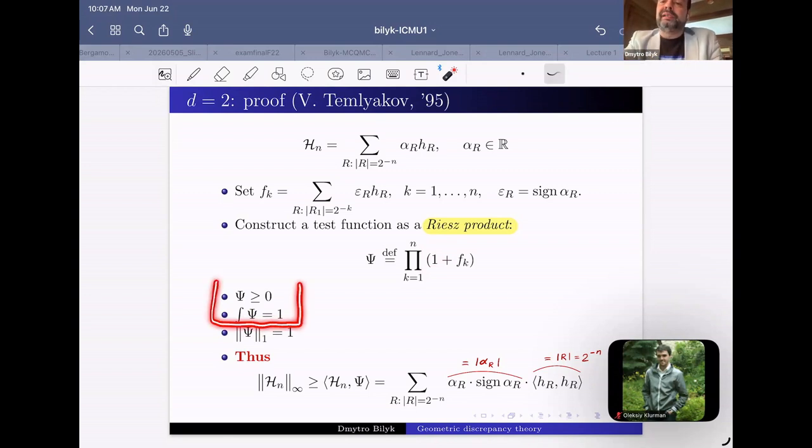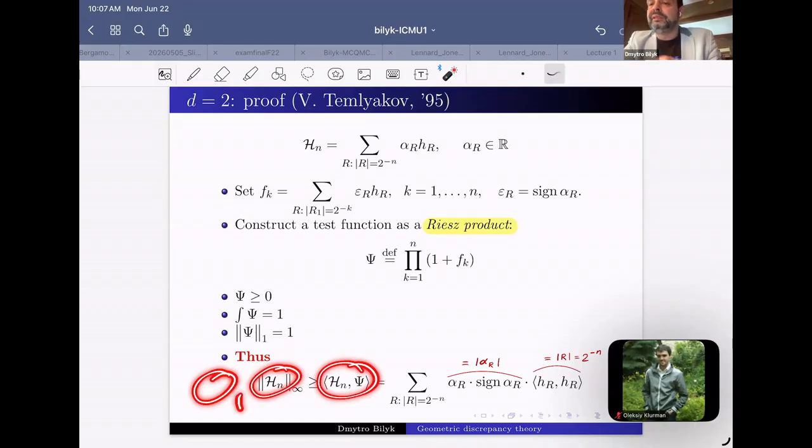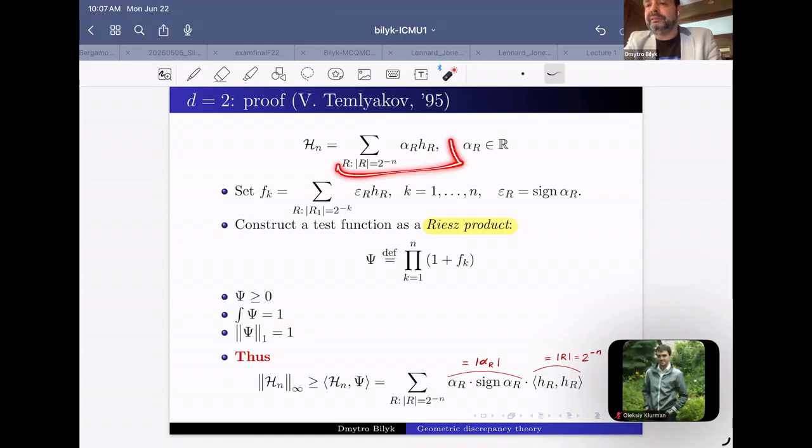These two properties then mean that the L1 norm of this function is 1, so it's a good test function for estimating the L infinity norm. So you just use the simple case of Hölder's inequality, right? This is smaller than the L infinity times the L1 norm. Okay, the L1 norm is 1. And now you compute this inner product. So you integrate this function against this function.